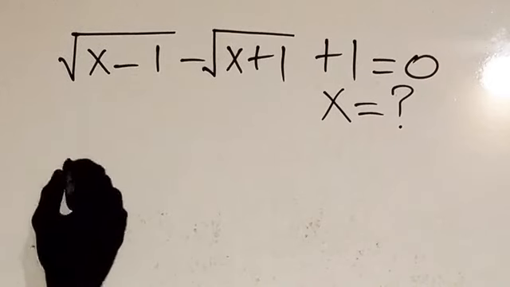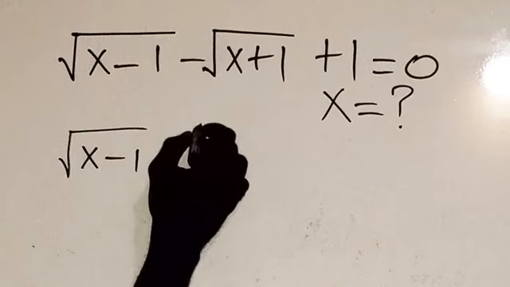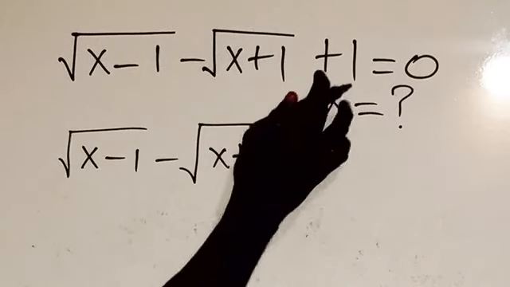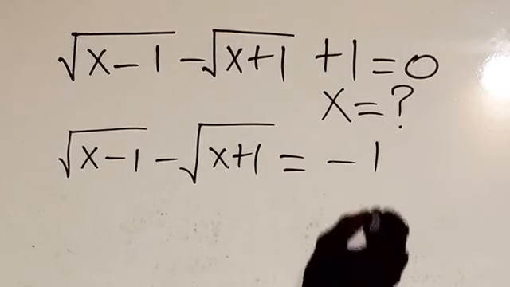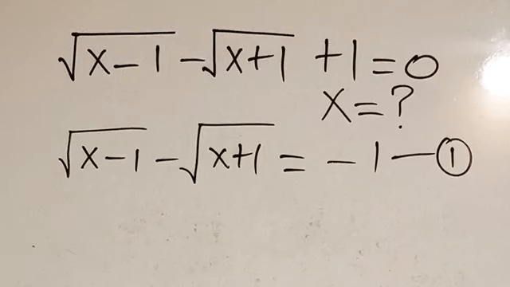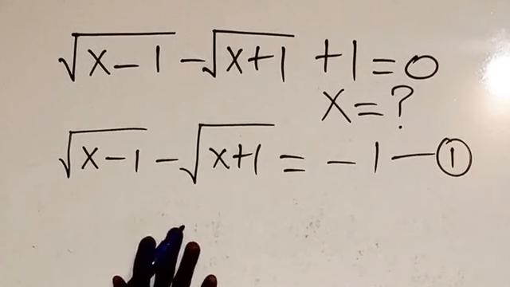What I'm going to do is rewrite this as square root of x minus 1 minus square root of x plus 1. Then I will transpose 1 to the other side. We are going to have minus 1, and let me call this equation 1. So now from this equation 1, there's something I want to do here.